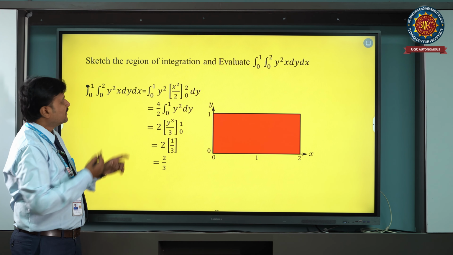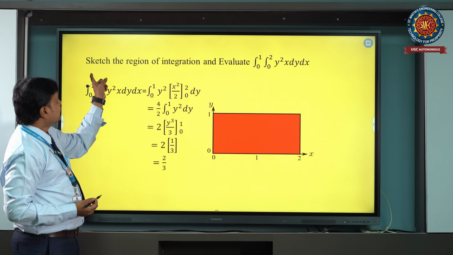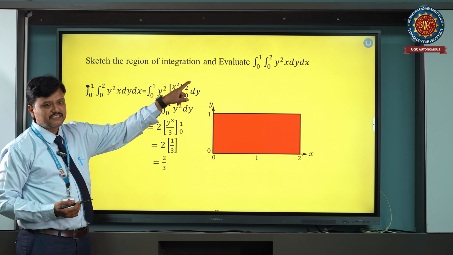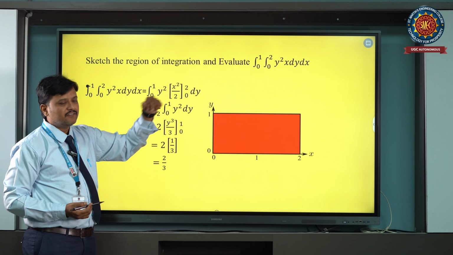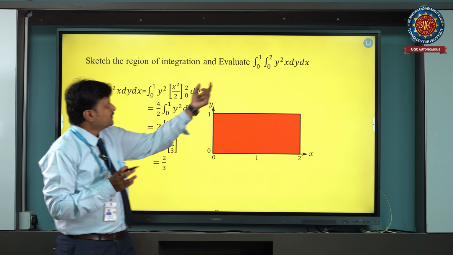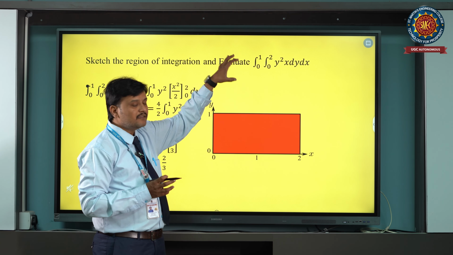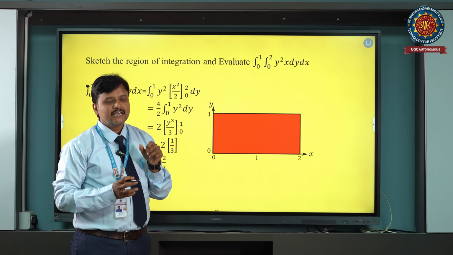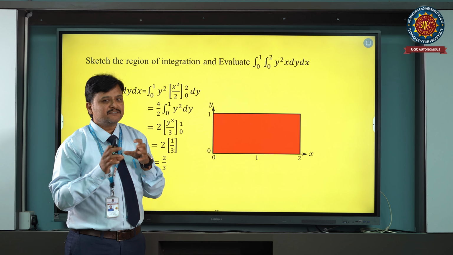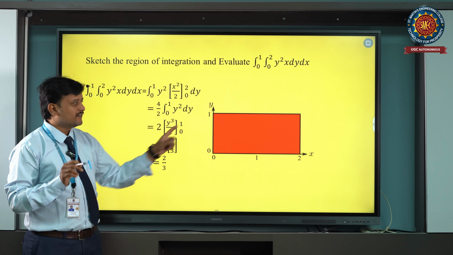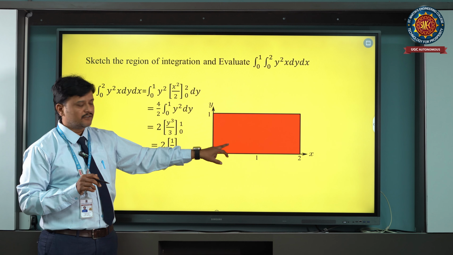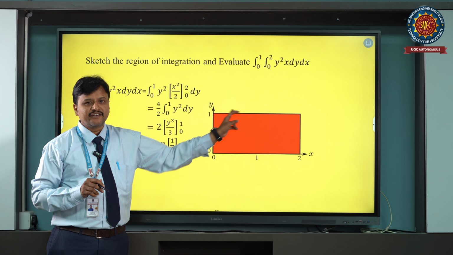Next, coming to the next one, here we have to sketch the region of integration and then evaluate the integral from 0 to 1, 0 to 2, y square x dy dx. If you see this double integral, all the four limits are constant. If all the four limits are constant, you will get a rectangular region. It is as shown in the figure. So this is the required region.